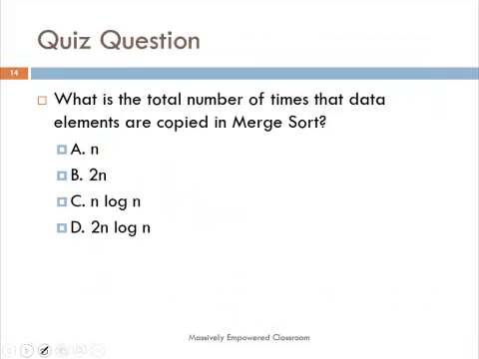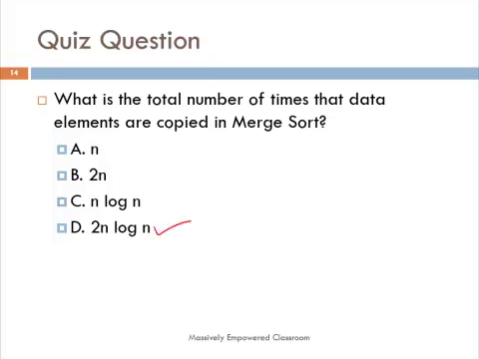So let's see a question here. What is the total number of times that data elements are copied in merge sort? You are applying merge sort to an array of size n. Given the merge sort and merge algorithms that we have studied in this lesson, how many times do we copy the elements of the array? Is it n, 2n, n log n, or 2n log n? The correct answer is 2n log n.